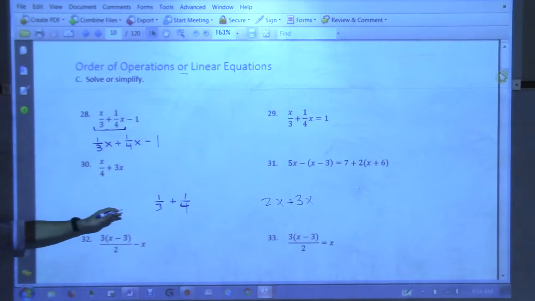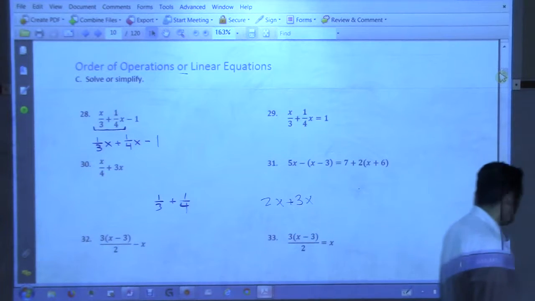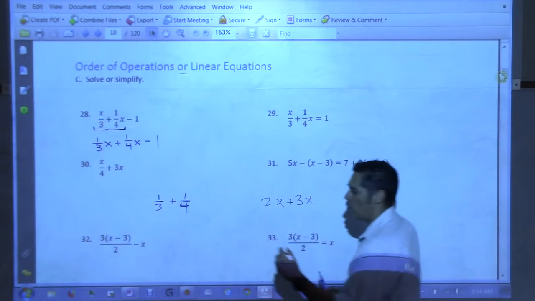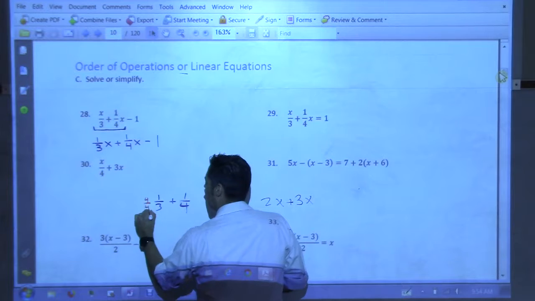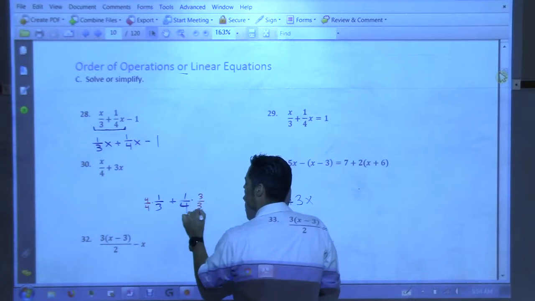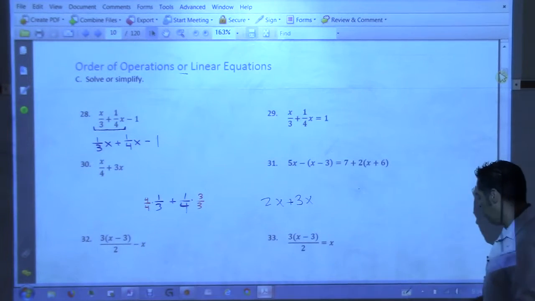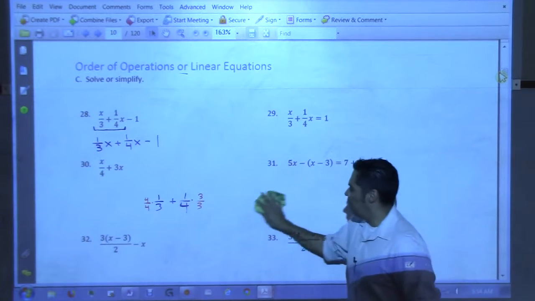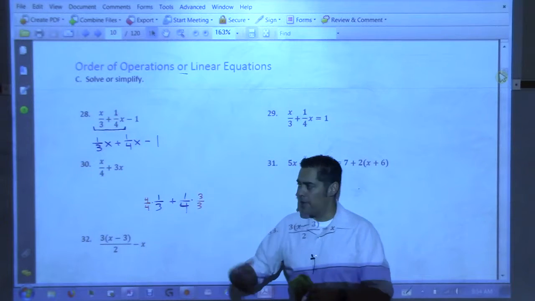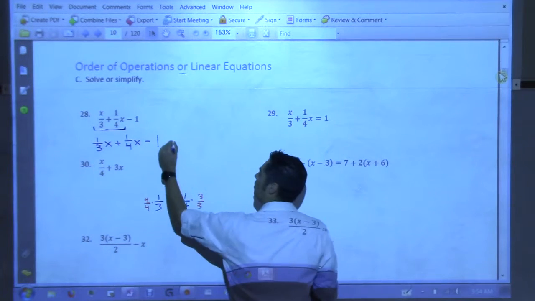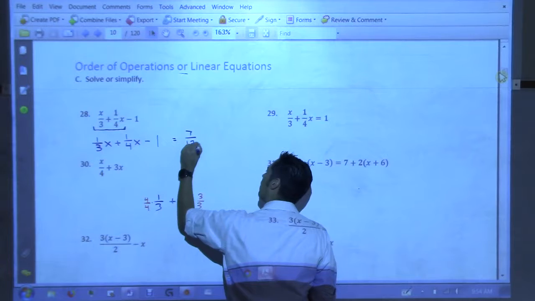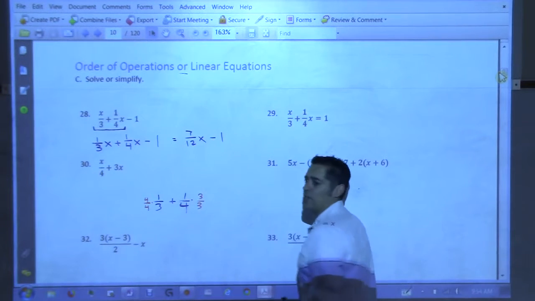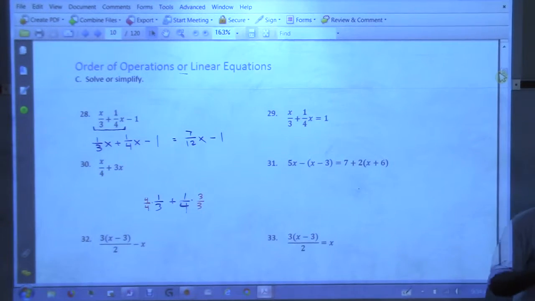So when we add those two together, we have to get a common denominator, which would be 12. So that means I have to multiply the first fraction by what? 4/4. And the second fraction by 3/3. And if you do that, you get 7/12. Like if you actually do this multiplication, put them together, you get 7/12. So this would become 7/12x minus 1. And we're done. That's simplified.